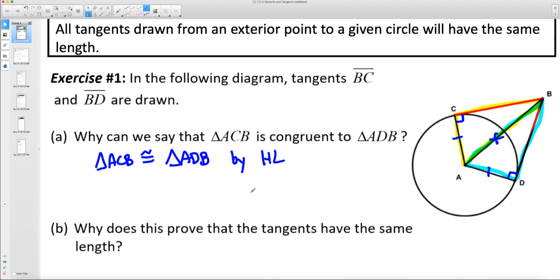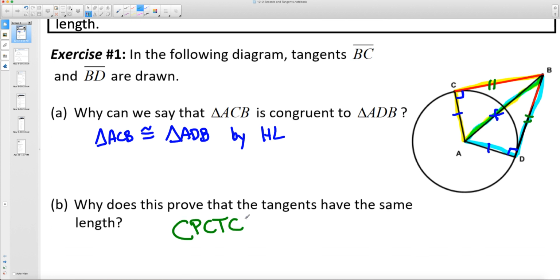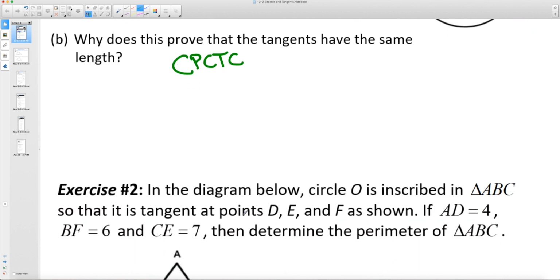So now why does this prove that tangents BC and BD have to be congruent? Well, they're congruent because the triangles are congruent. If the triangles are congruent, all of their parts are congruent, and that's simply due to CPCTC: corresponding parts of congruent triangles are congruent. So that's our proof as to why tangents drawn to the same external point are congruent.